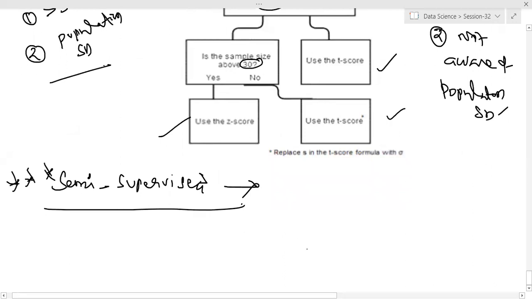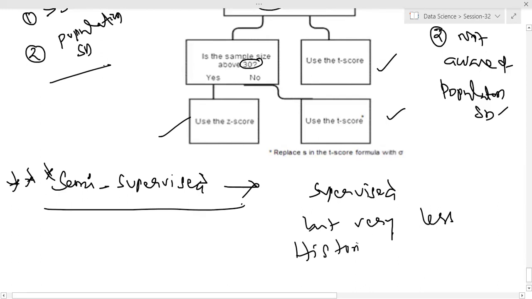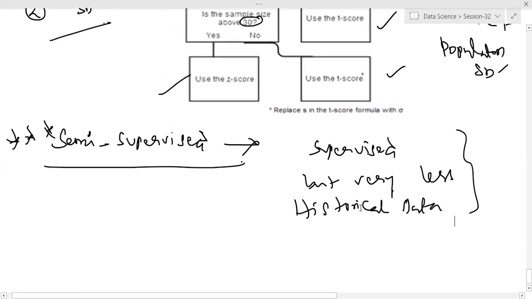Now you tell me, friends, where do we use semi-supervised? Of course, as the name implies, it definitely belongs to the supervised category. But if you have very little historical data, your data is very small and it is not providing you much results, then is it going to suffer from overfitting or underfitting? Overfitting. Why?